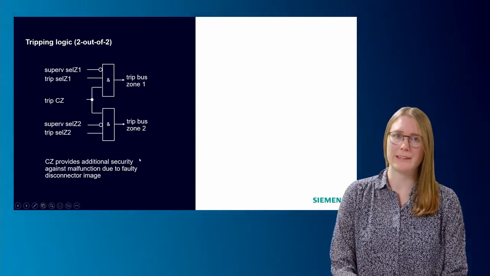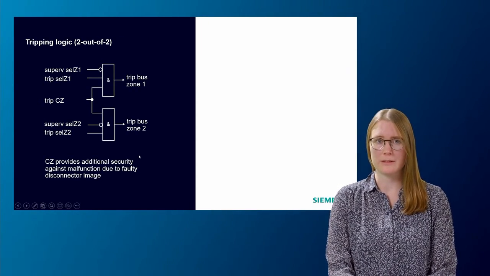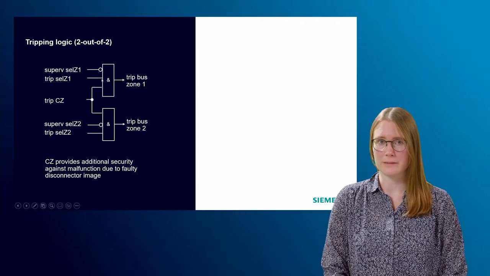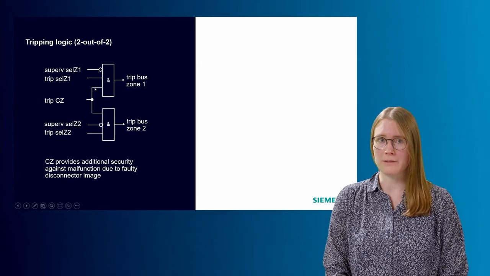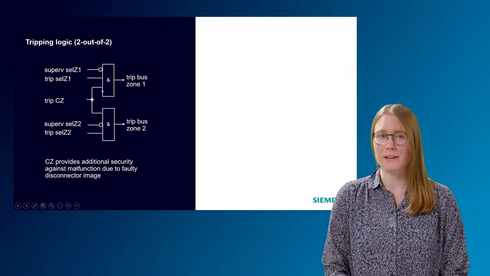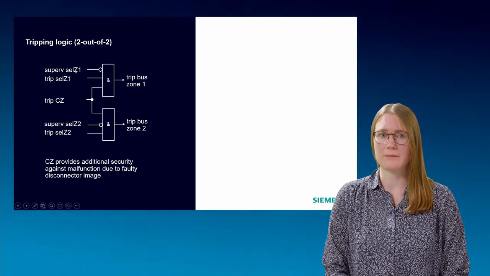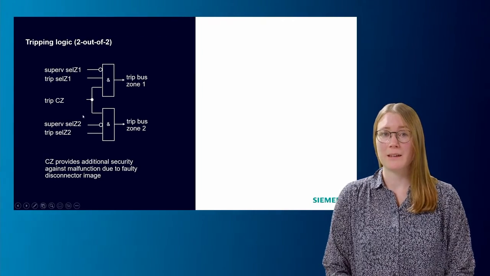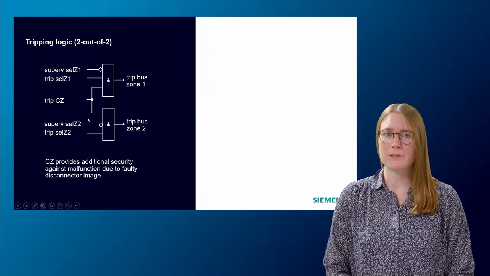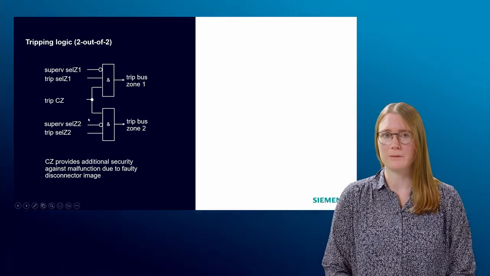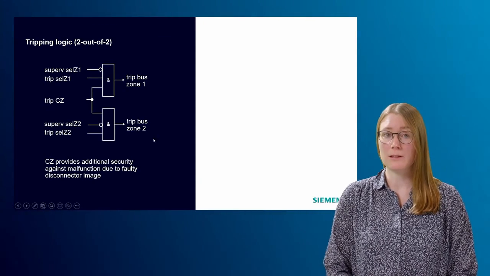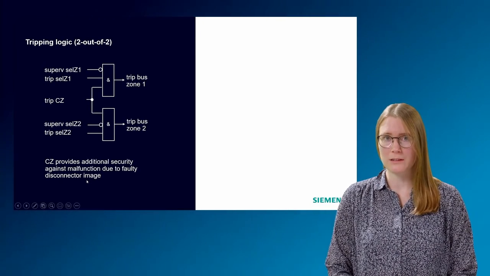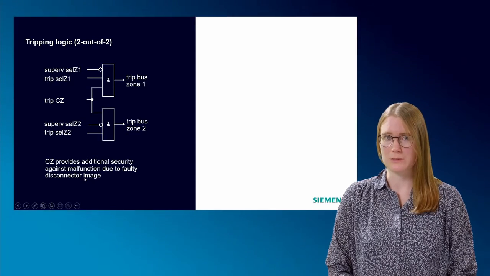The picture on this slide is the tripping logic for two zones. Bus zone 1 operates if there is a trip command from the selective zone 1 and a trip command from the check zone. And of course, none of the supervision functions should be active to block the tripping. For bus zone 2, it is the same. You always need the trip signal from the check zone to release the tripping of the selective zone. According to this, the check zone protection is an additional security against malfunctioning due to problems with the disconnector image.